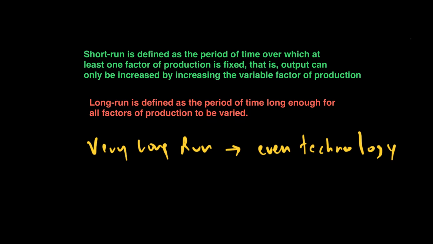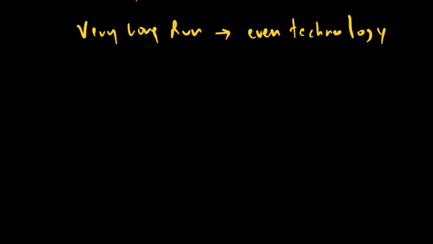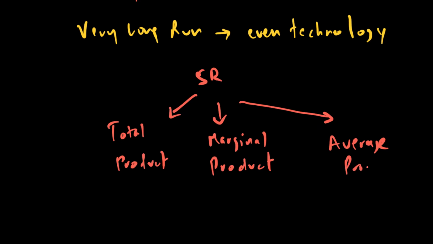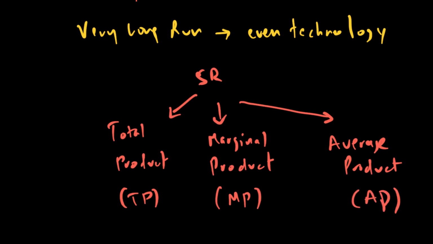When we look at production now in the short run, we will define basically three concepts here. In the short run, we look at what we call total product or total output. We look at marginal product, which is the extra output that we get when we hire an extra worker. I'm going to look at it very closely in a little while. And we also look at what we call average product. Total product is TP, marginal product is MP, and average product, of course, will be AP. So let's define all of them.